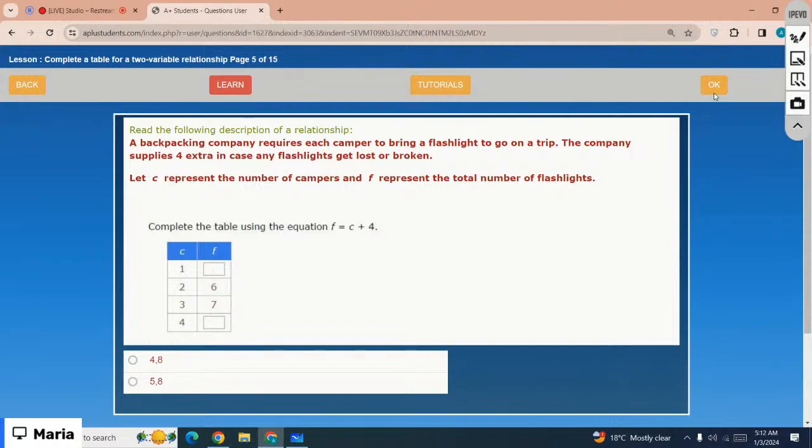You have to calculate for C equals 1 and C equals 4. So which is the correct option? Very good. That is 1 plus 4 and 4 plus 4. The correct option is 5 and 8. Option 2 is the correct option. Very good.